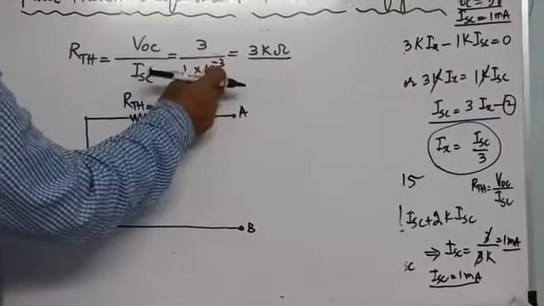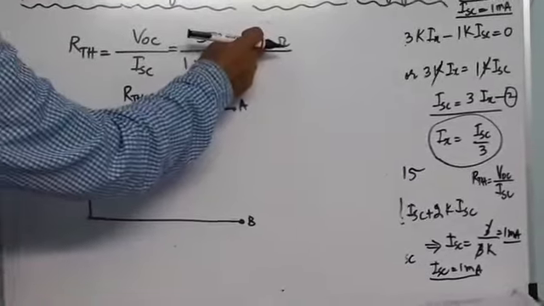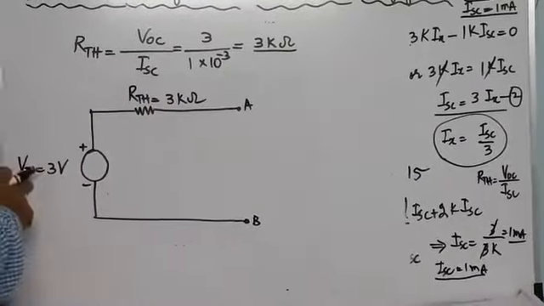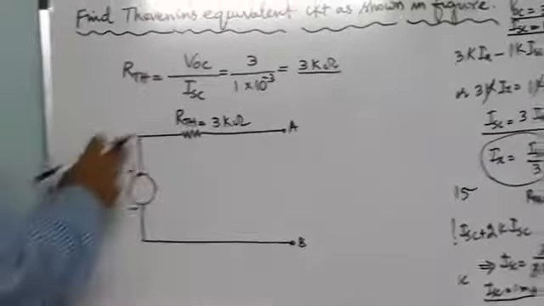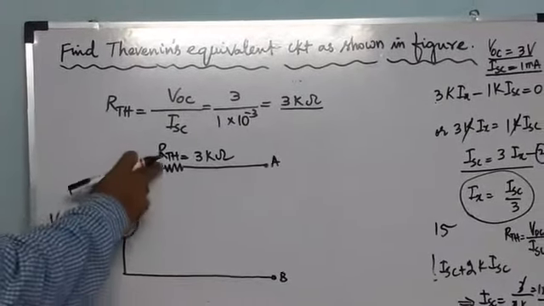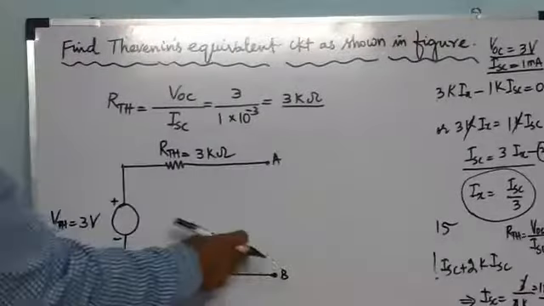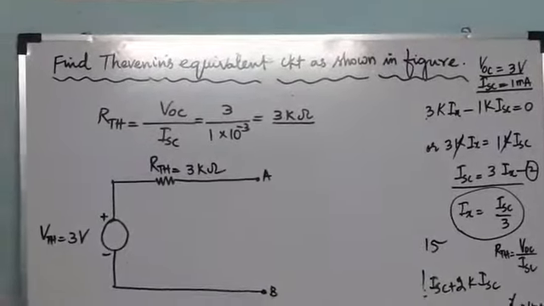This 10 to the power of minus 3 will go up, so it becomes a plus. So 3 kilo ohms. Now the equivalent circuit of this problem is VTH equal to 3 volt and RTH equal to 3 kilo ohms. So AB terminals. So that is the answer.